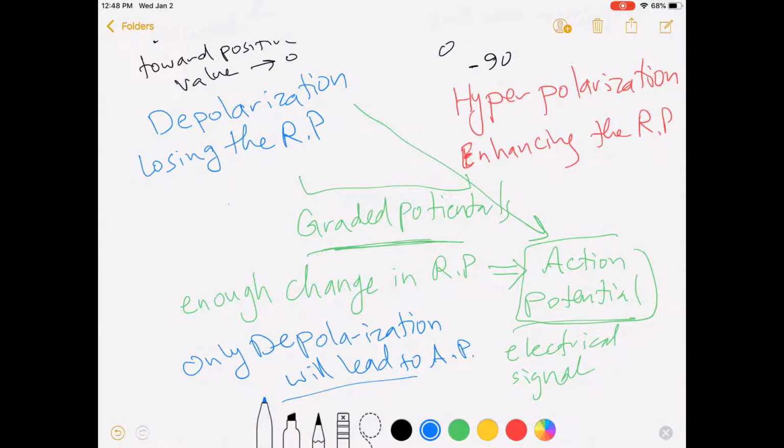You might ask me, what about hyperpolarization? I will return this question to you, and I need you to think and post into the forum what hyperpolarization would lead to. So I'm telling you, depolarization would lead to an action potential, and now you need to tell me what hyperpolarization would lead to. Now remember, depolarization would lead to the action potential, and that is the electrical signal.